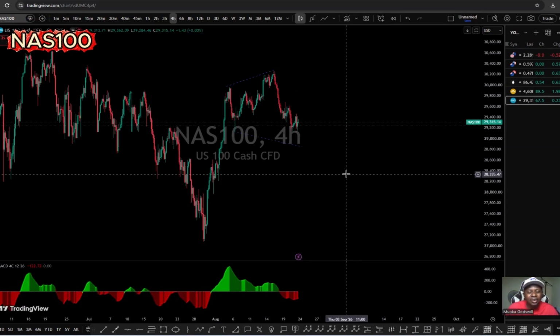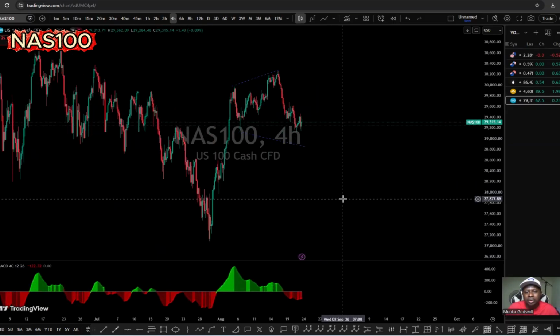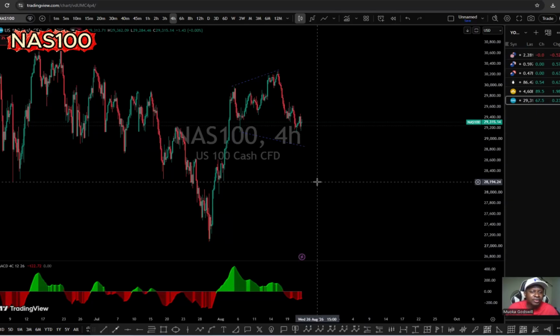Okay. So next on our watch list is US 100. That is the Nasdaq 100. So for the Nasdaq 100, what I'm looking at is a move to the upside. So I'm going to be a buyer of Nasdaq 100 from next week or do nothing.